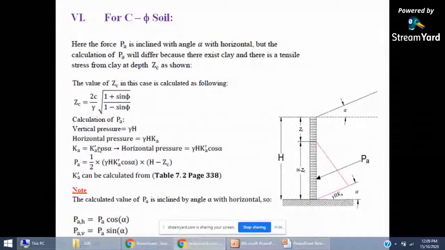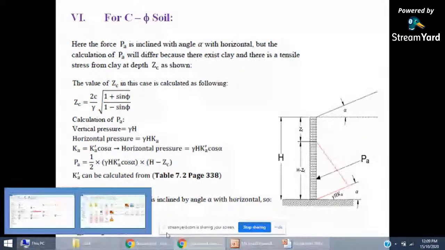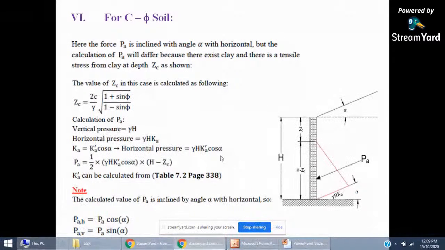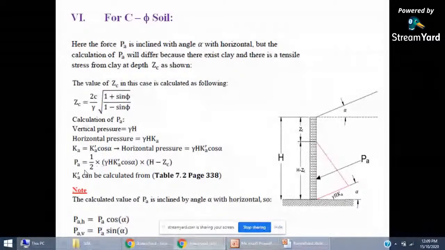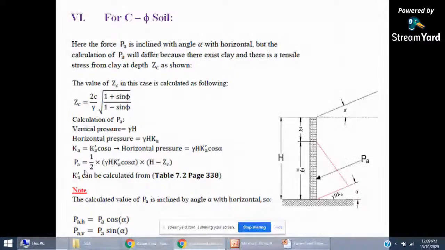When dash is there, then it becomes the effective coefficient of active earth pressure. So horizontal pressure will become gamma h Ka dash square cos alpha. So how will you calculate Pa? Pa is 1/2 base into height.